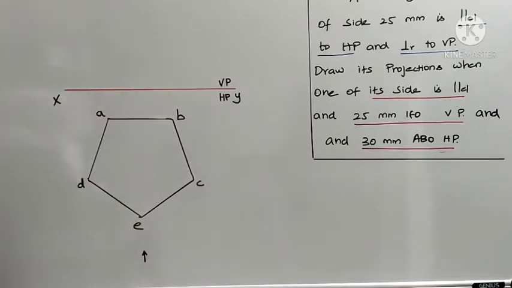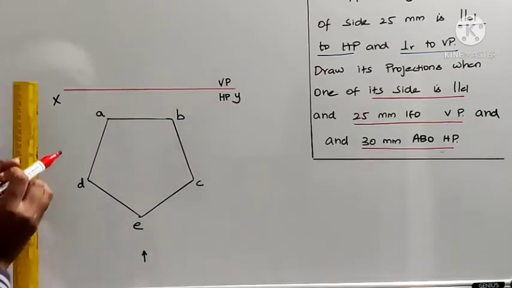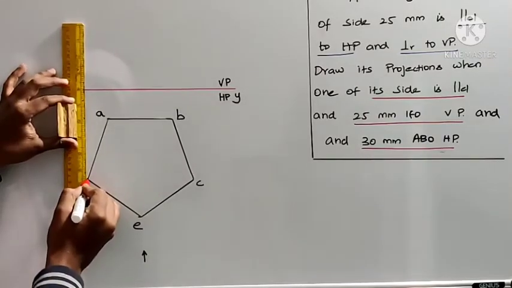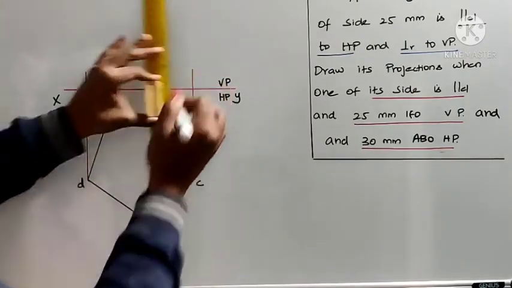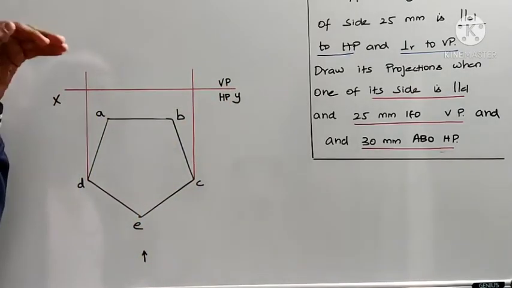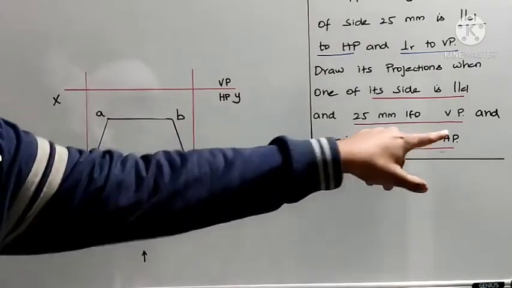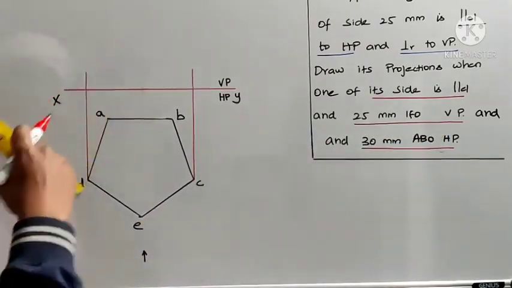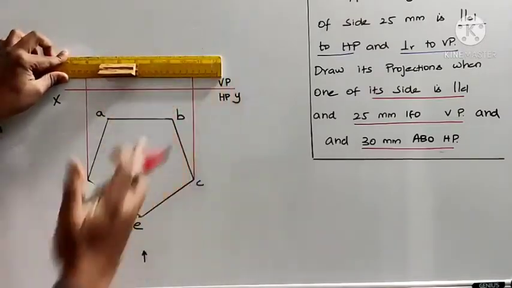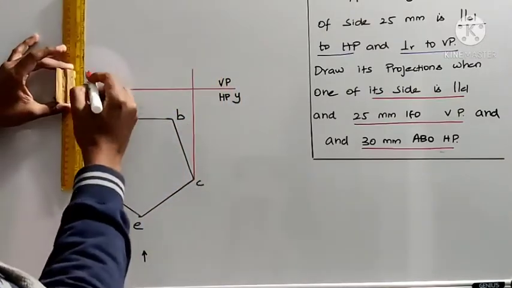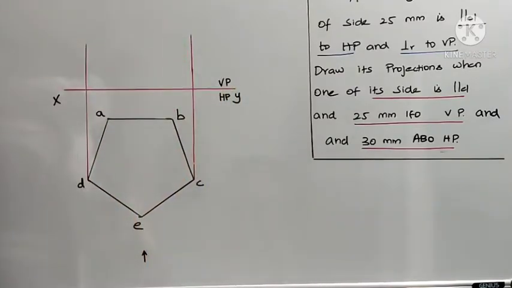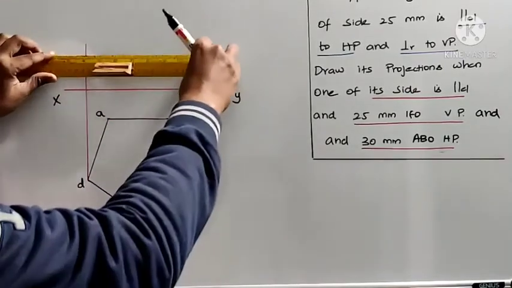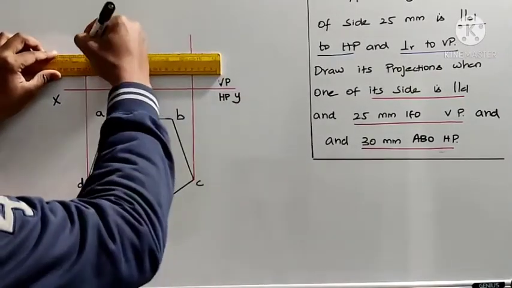So what we need to do is, using a 2H pencil, from the extreme end you need to mark a vertical line something like this, okay. And the plane is 30 mm above HP. So from here at a 30 mm point you mark the front view. It will look something like this.